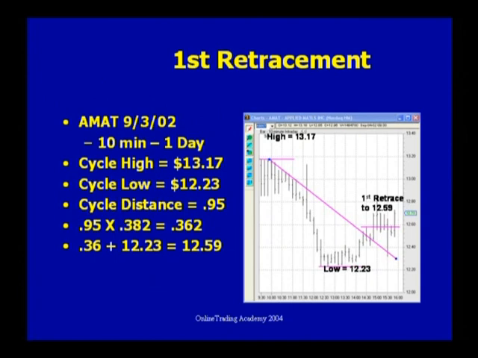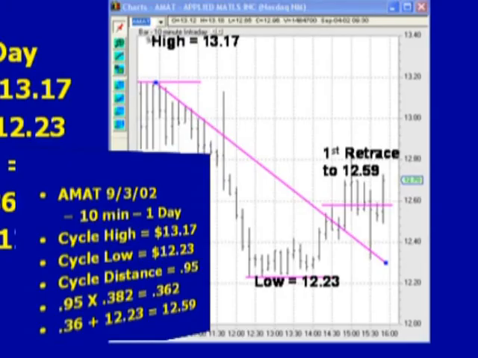As we look up here at the screen, here's Applied Materials on September 3rd of 2002. We're on a 10-minute, 1 day chart. You can see the stock started out real nice and high. It formed a real flat top in here and started breaking down. Once it started breaking down, I was able to calculate the high of the day so far at $13.17.